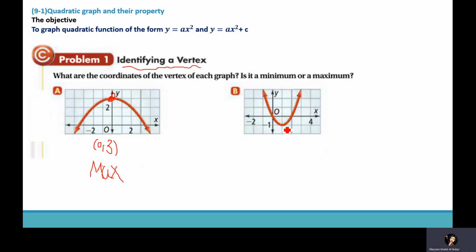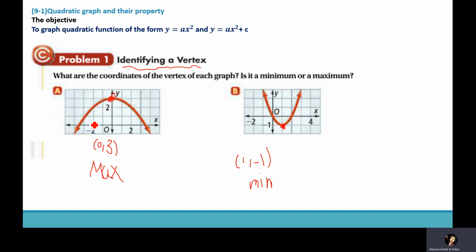While this one, we have the vertex, and this vertex, what is it? It's 1 and -1, so it's a minimum point. This is the minimum for her.